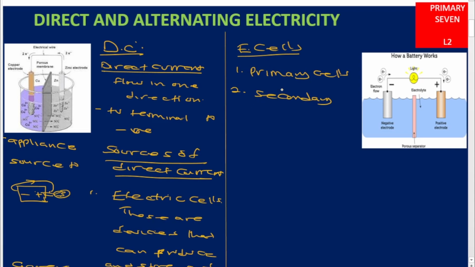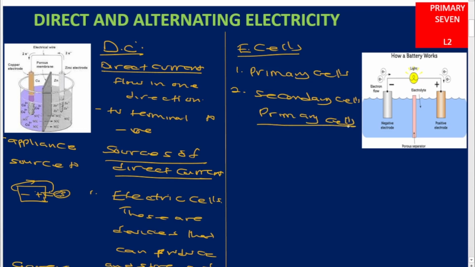And then they are divided into two, that is primary cells and the secondary cells. All of these are sources of direct current, meaning that the current flows from the positive terminal to the negative terminal, or it flows in one direction, from the source to the appliance. My dear candidate, let us now start with the primary cells.